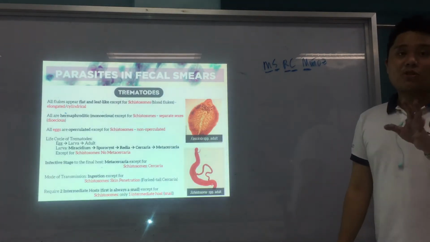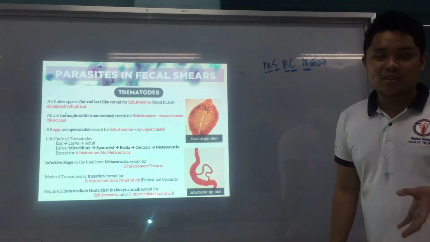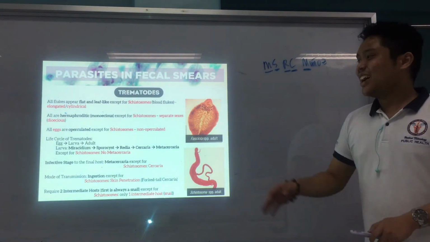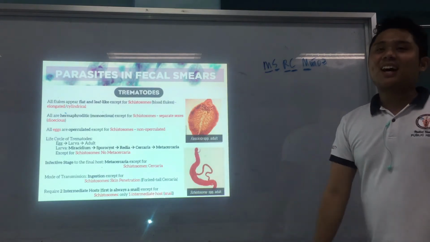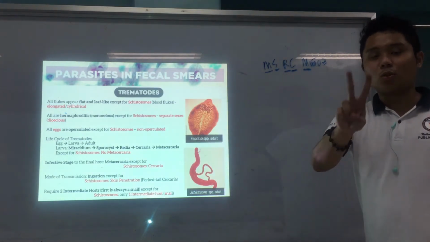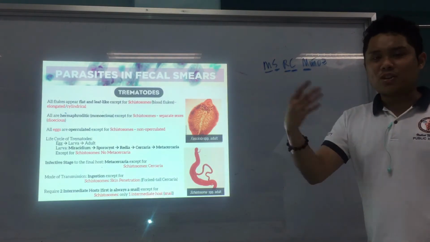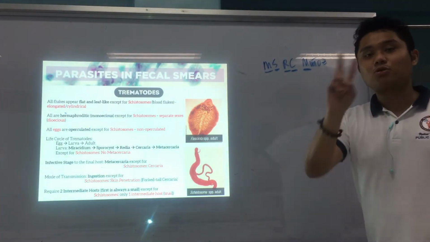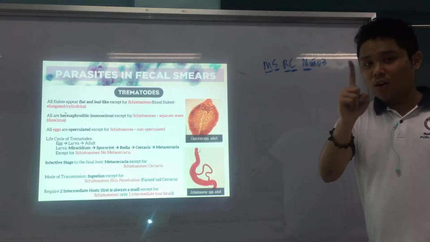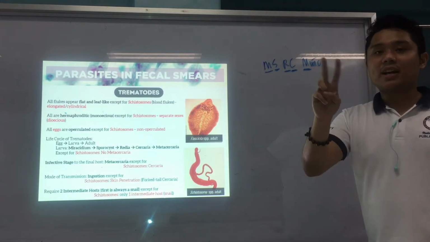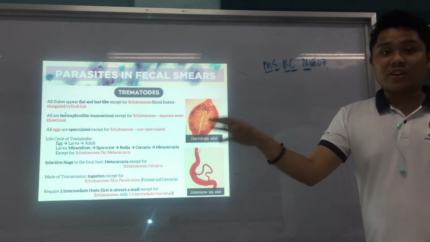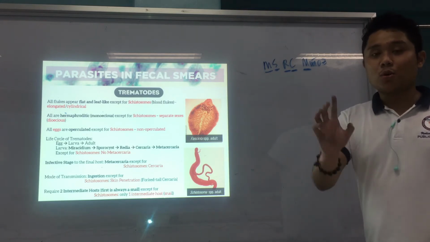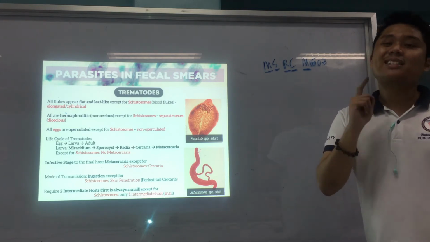So that's for the trematodes, guys. As you can see, these are all the exceptions. Who is always special? Schistosomes. They are the exceptions. Please take note. Always two intermediate hosts, regardless if it's Fasciola or other flukes, as long as it's not schistosomes. The first one is always the snail. The second one could be a fish, or vegetation like kangkong. But for schistosomes, it's only one intermediate host, and that is your snail.